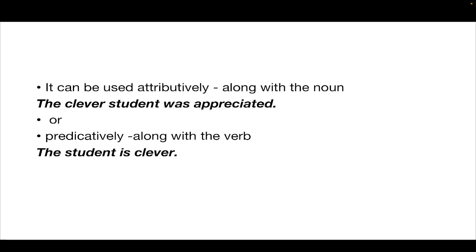Whereas it can also be used as a predicative. Predicatively, it can be used along with the verb, the action word. So in the second sentence, the student is clever. The verb is, and the student is being described as clever. In both cases, it qualifies the student, it describes the student. Whereas in the first sentence, the focus is on the word appreciated. Here, the focus is on the fact that the student is clever. So that is the predicative form of the adjective.